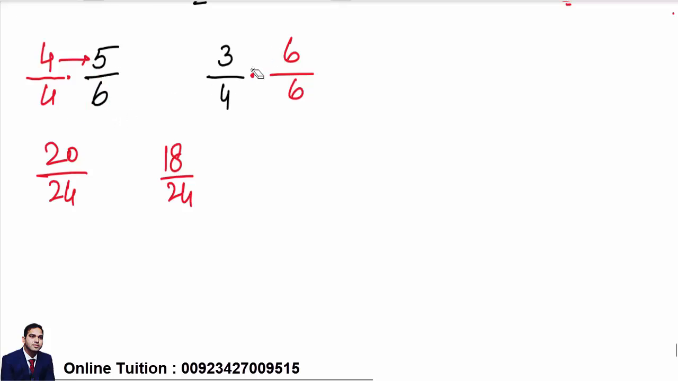Now you can see that we have 20 over 24 and 18 over 24. This 20 is greater than this 18. So you can say that 5 over 6 is greater than 3 over 4. In this way you can easily compare fractions. Now look at the other question.